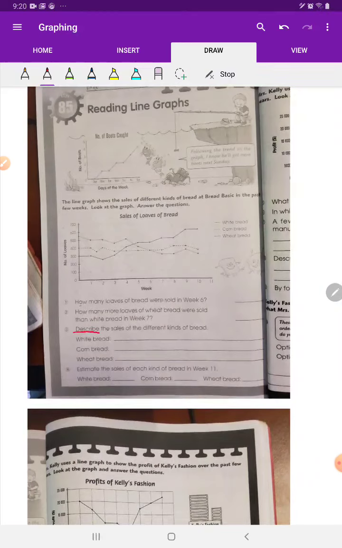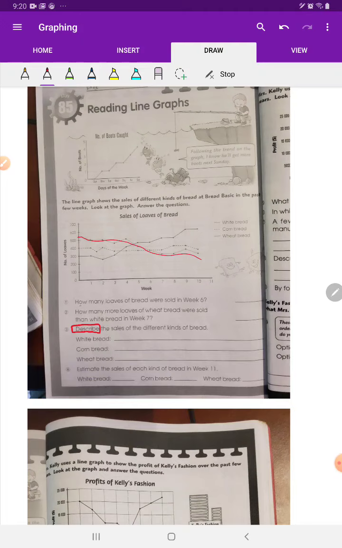When it says here, describe, you have to tell what's happening with the sales. So you look at white bread, which is, I actually can't tell on my picture here. White bread is this right here. This is the white bread line. What's happening with that line? Describe it. Tell me what's going on with it.